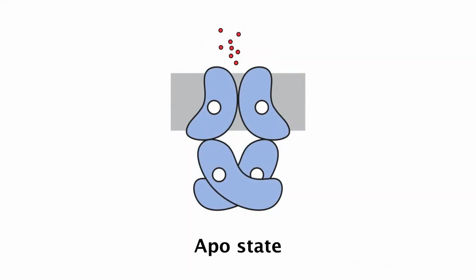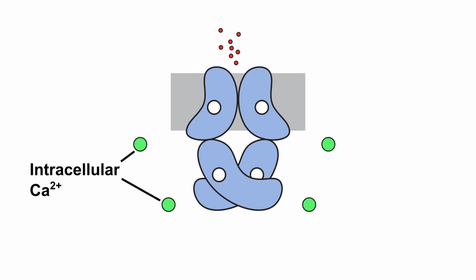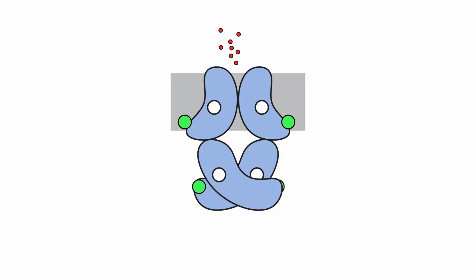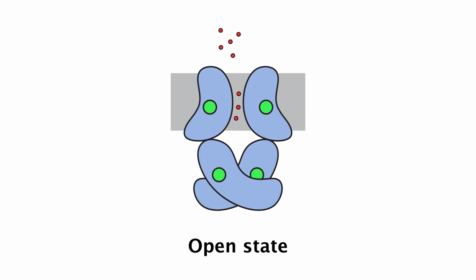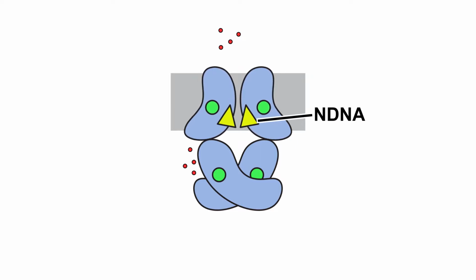In the apo state, both transmembrane and intracellular calcium binding sites are unoccupied, and the channel is not conductive to extracellular sodium ions. Calcium binding to both sites initiates a conformational change such that TRPM5 now becomes open. The NDNA molecule binds to the transmembrane domain of the protein and inhibits the ion flow across the channel.